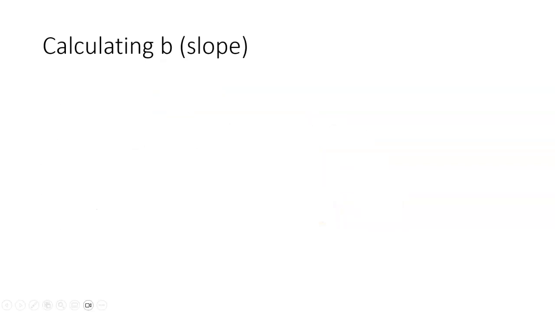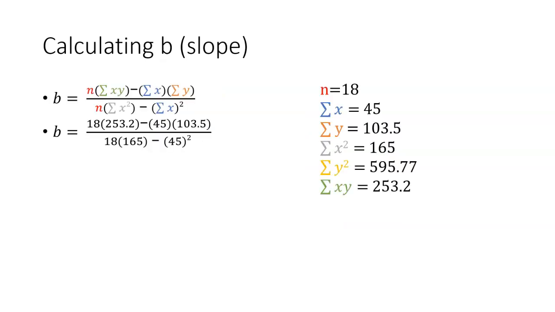The slope is how much angle our particular line has. Go to our equation. The slope is the number of data points, 18, times the sum of the xy, 253.2, minus the sum of x, 45, times the sum of y, 103.5, divided by the number of data points, 18, times the sum of the x squared, 165, minus the sum of x, 45, and we square that value. We have these values in our data set. All we do is plug them in.